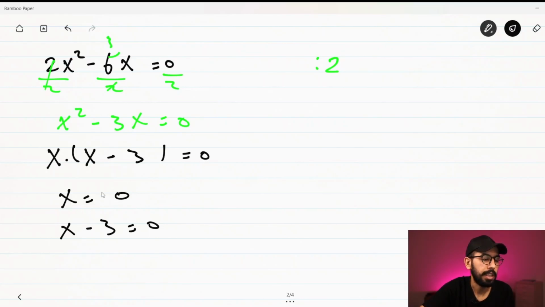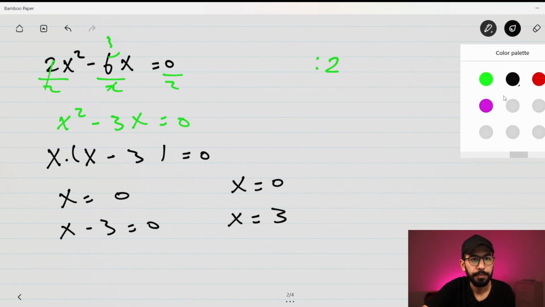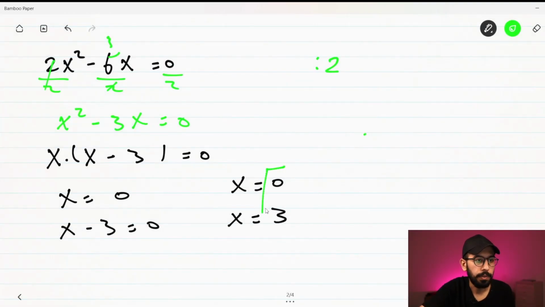So we can say that we have x equals 0 and x equals 3. So we have two results here, x equals 0 and x equals 3. And these are the two values of x in our quadratic equation.